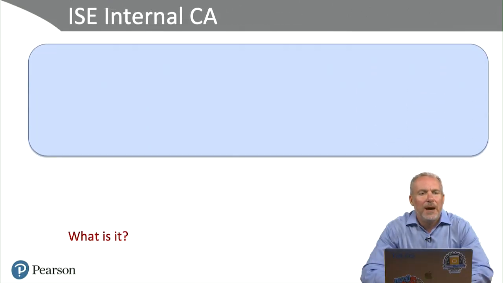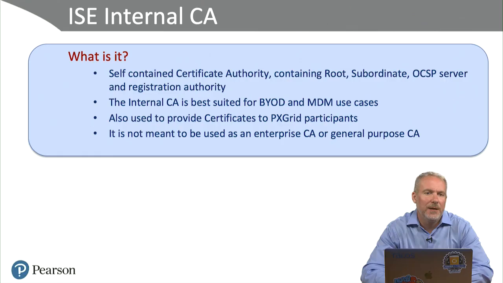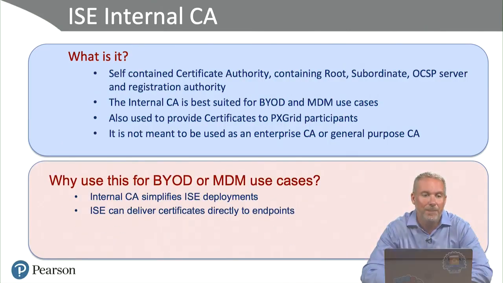One last thing to note, ISE does have its own internal CA. This is a self-contained CA that we can use for specific workflows like BYOD or supplicant provisioning. The internal CA, like we said, is best suited for specific use cases. I can also use it for pxGrid participants, so I can issue certificates to pxGrid participants and have those certificates managed by part of this internal CA as well too. It is not meant to be used as an enterprise CA. So if you don't have an enterprise CA, it is not recommended that we use this for that example.